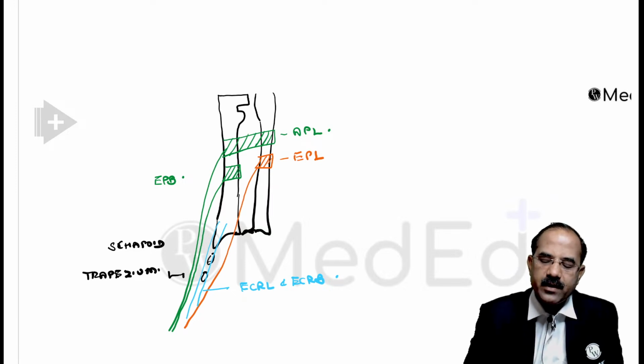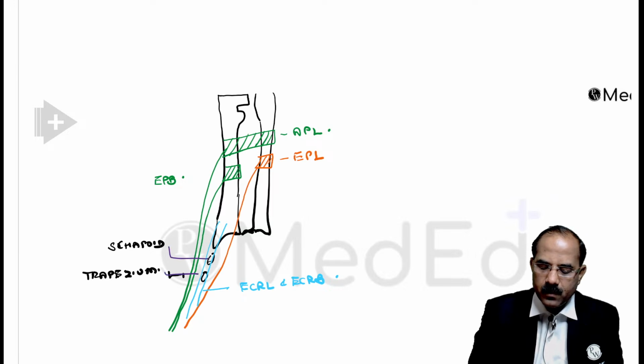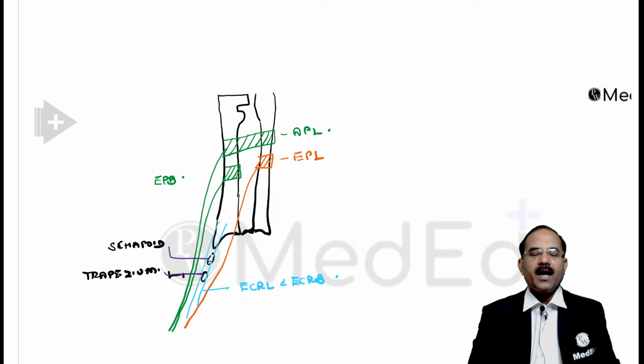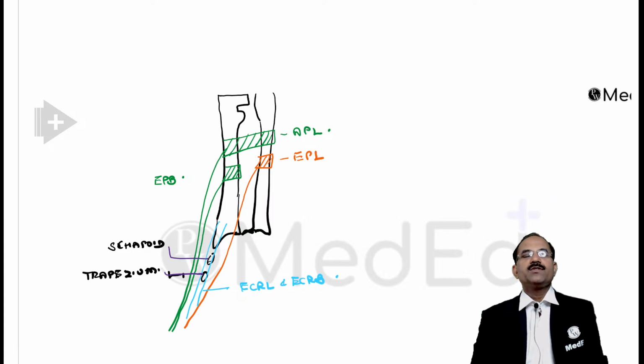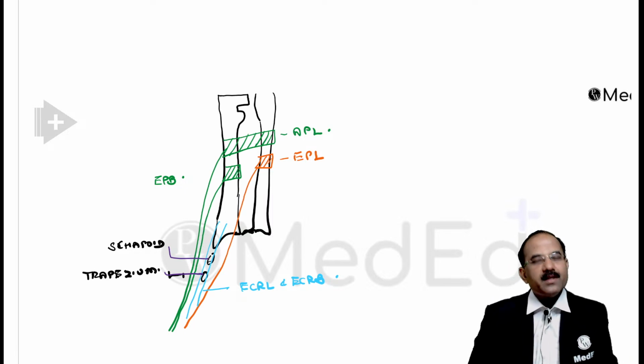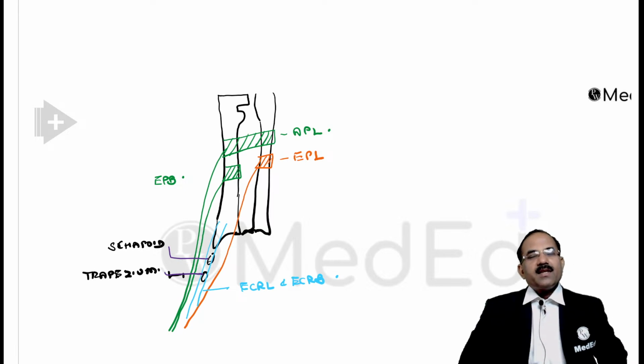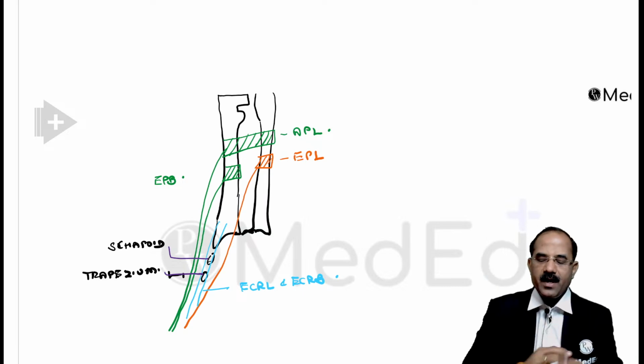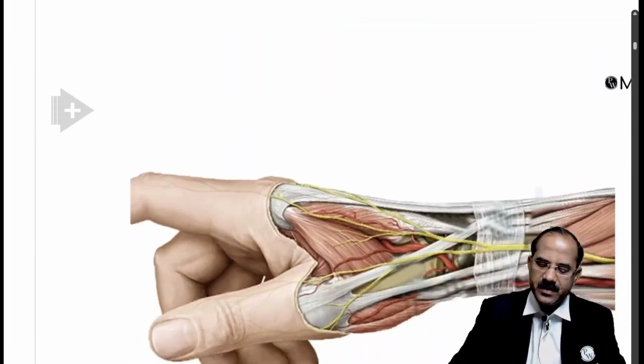I hope this is clear to all of you, students. समझ में आ रहा है ना ये? Content is radial artery and the roof is formed by the cephalic vein and the superficial branch of radial nerve. Is this clear, bachcho? Are you able to follow, my dear children? Yes? I'll show you one slide. Dekho. Just see the slide.